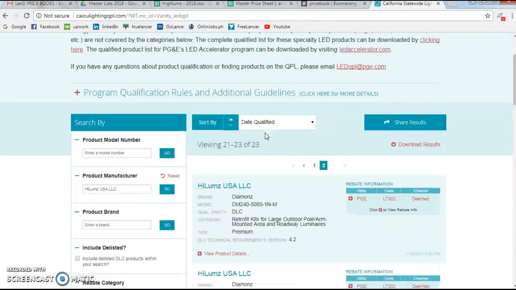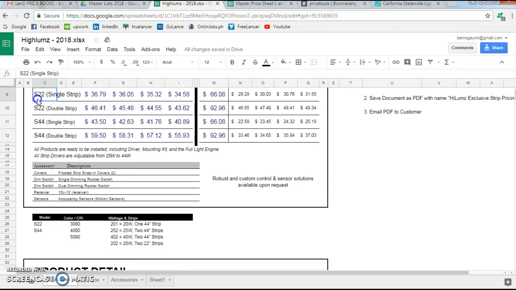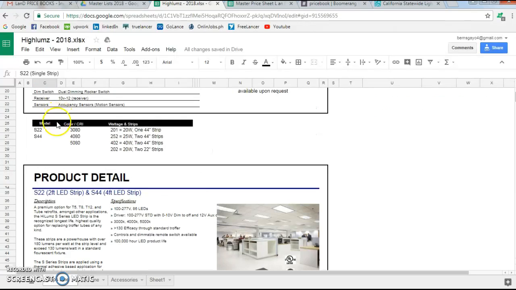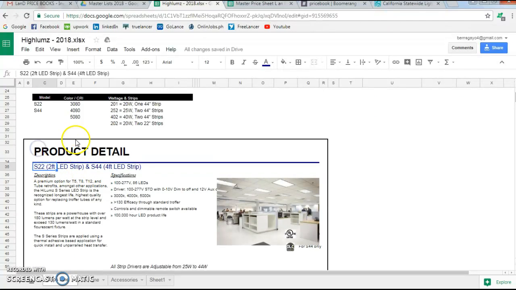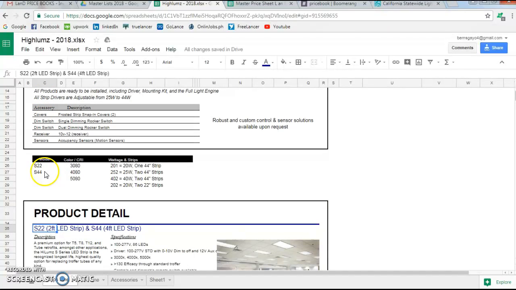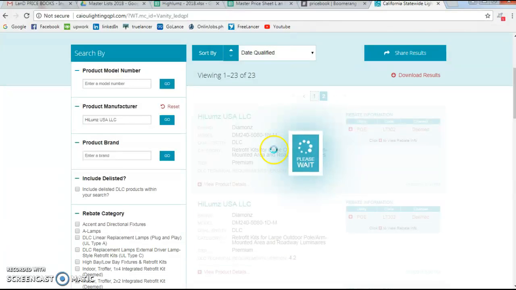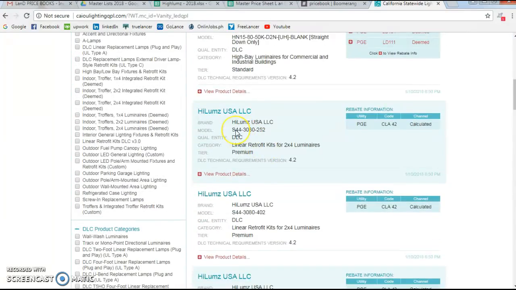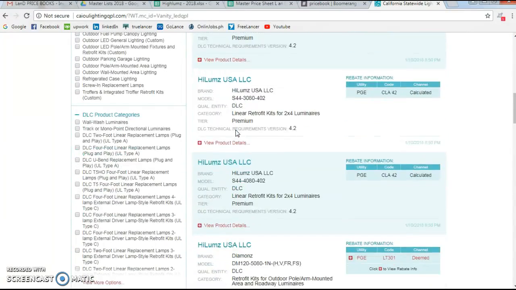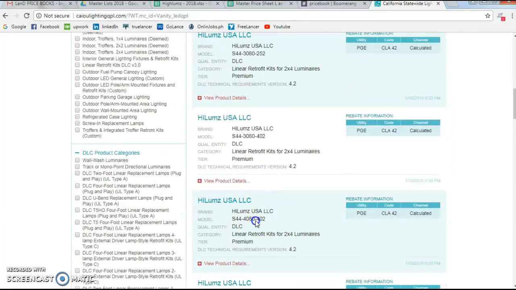Can't find the S22 Hilumz. About this S22, I can't find S22. But I see the S44, S44 of Hilumz. I see 3 product items here: S44, S44, S44.